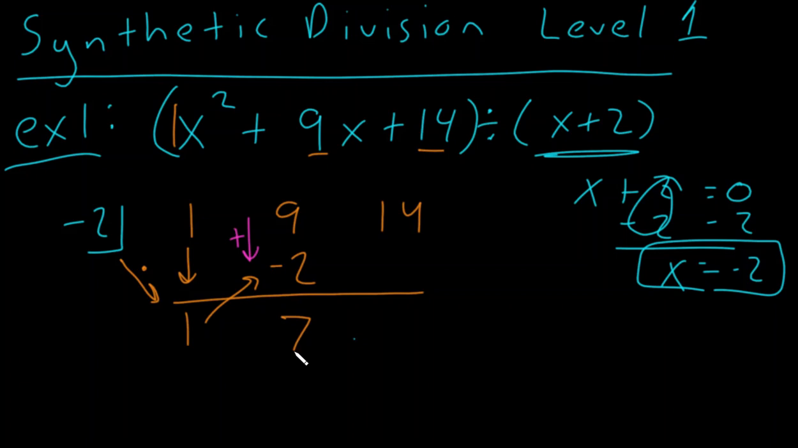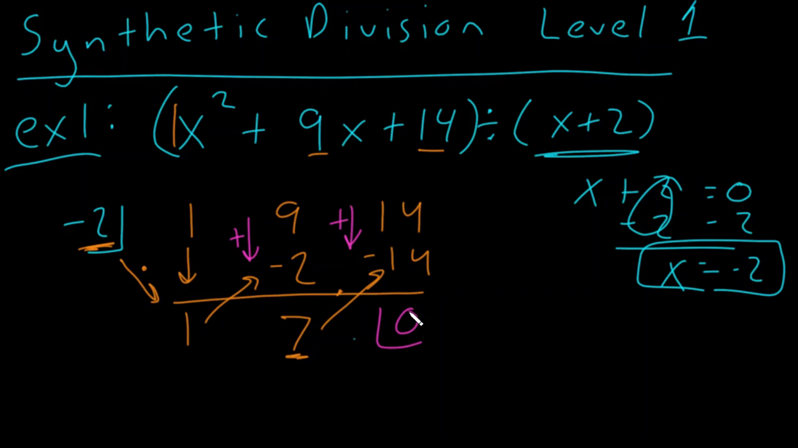Okay. So now we're going to go back to this negative 2. We're going to do negative 2 times, so once again we're going to be multiplying. Negative 2 times 7 is negative 14. And then notice that right here we're going vertically again, so we're going to add these, and 14 plus negative 14 is in fact 0.